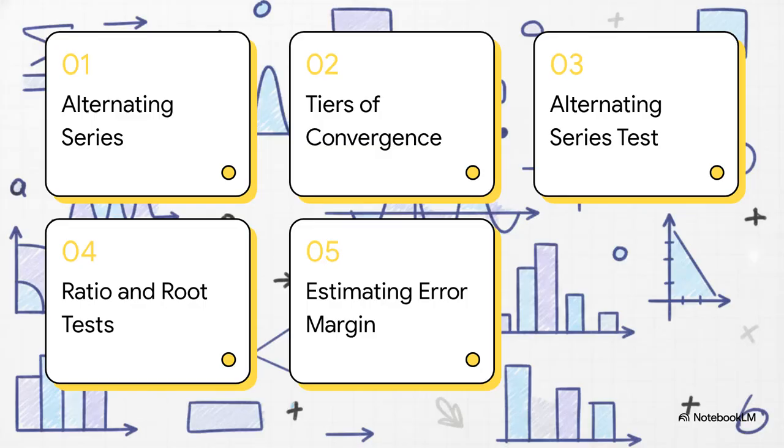To do that, here's our investigative map for today. First, we'll look at the alternating series twist. Then, the two tiers of convergence. Third, the alternating series test itself. Fourth, the ratio and root tests. And finally, number 5, estimating the error margin.